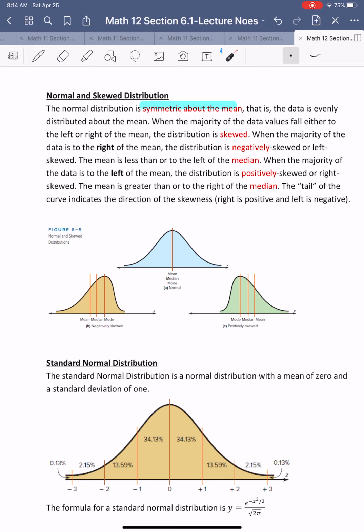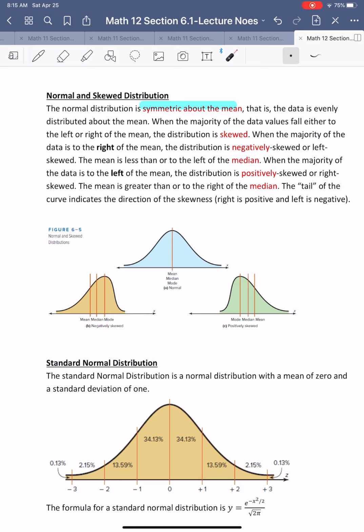So this is a normal distribution, and this is skewed, and this is skewed. This is left skewed, and this is right skewed. The left skewed is negative skewed, and the right skewed is positive skewed.